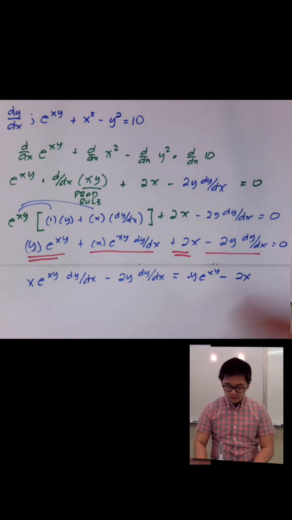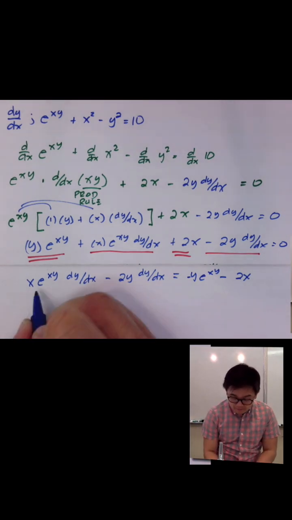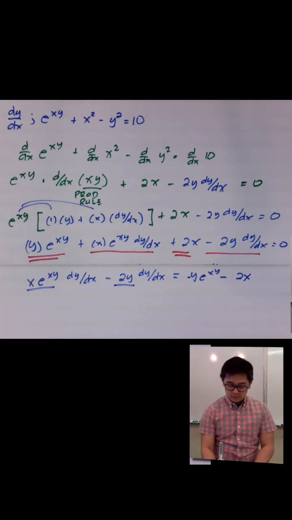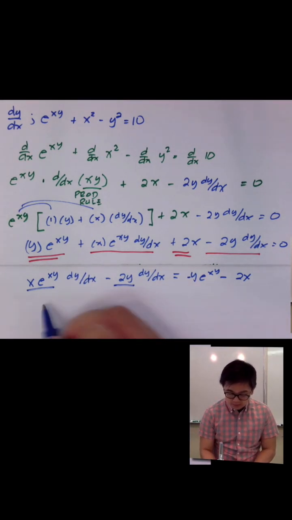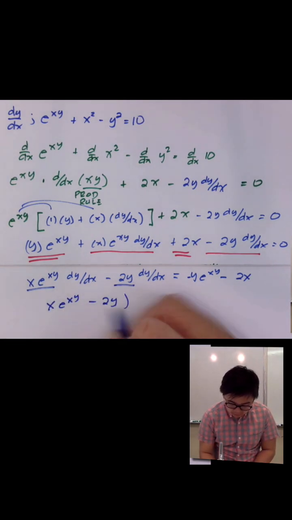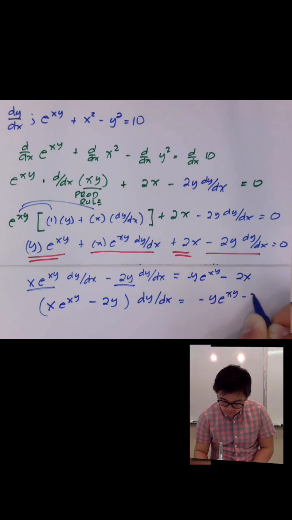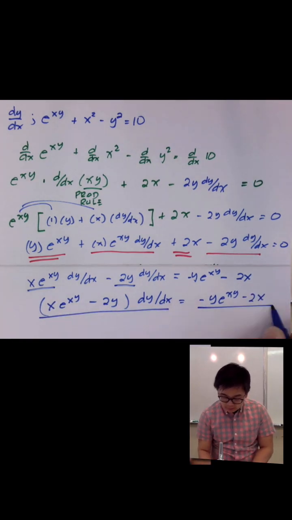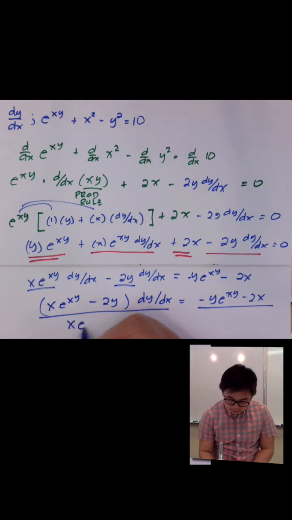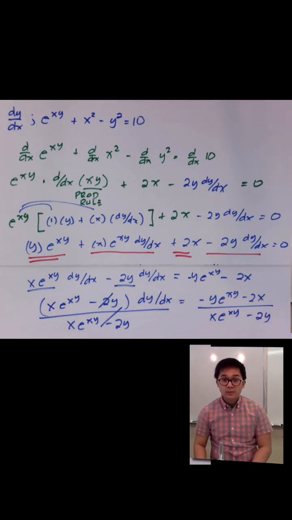So now that we have isolated the dy/dx, let's just factor out the dy/dx here so we can have dy/dx by itself. So we have x e to the xy minus 2y times dy/dx equals negative y e to the xy minus 2x, and by dividing both sides by this term, x e to the xy minus 2y, and canceling this, our dy/dx will simply be this term right here.